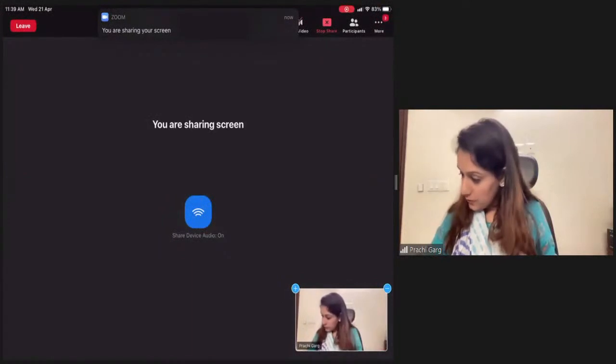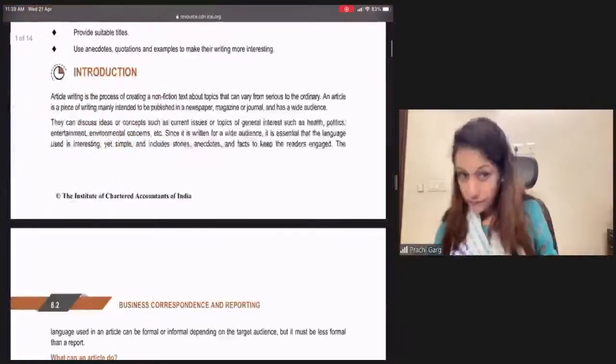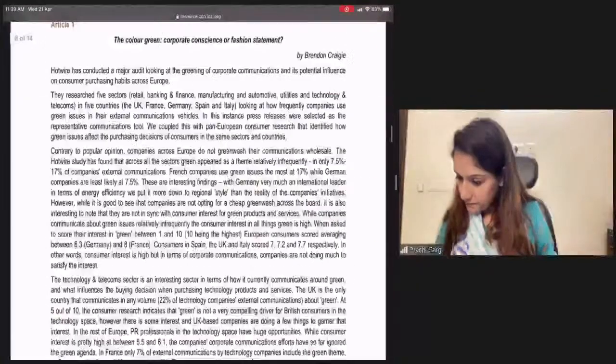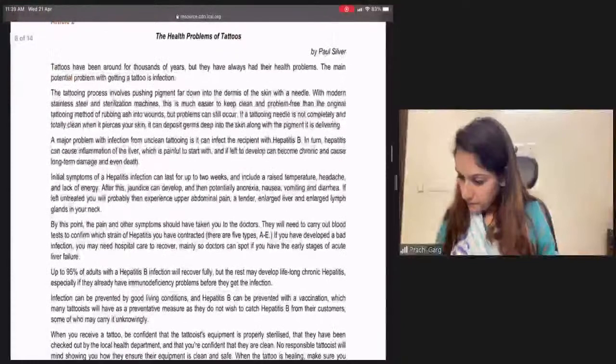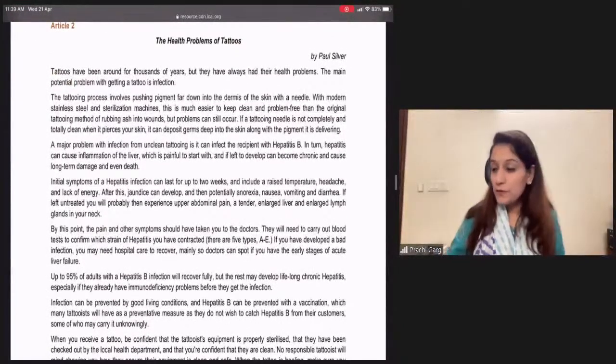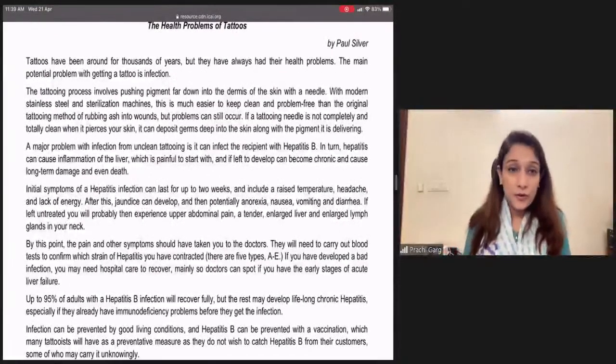Okay, I will be talking about article number 2. Now this article is basically about the health problems of tattoos, right? Yes. Okay.